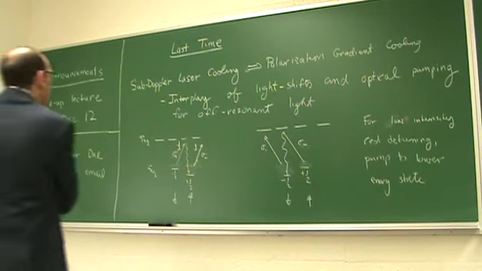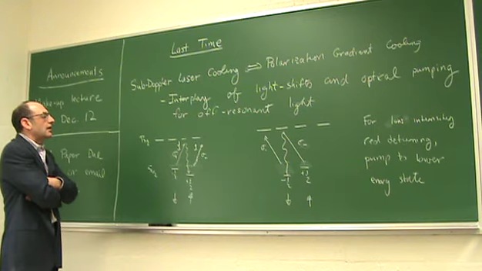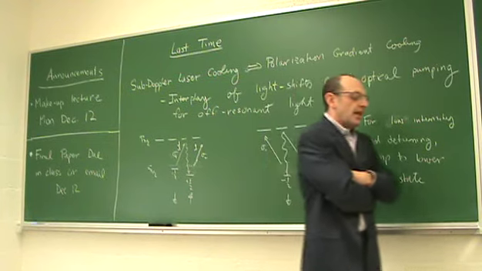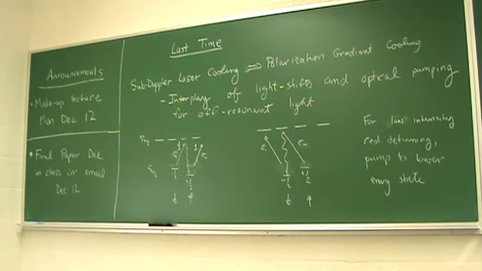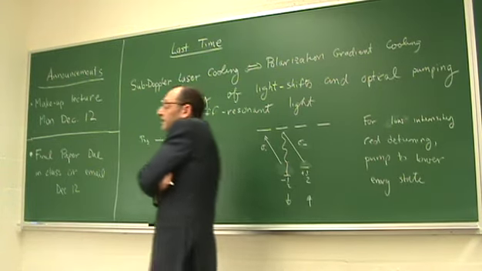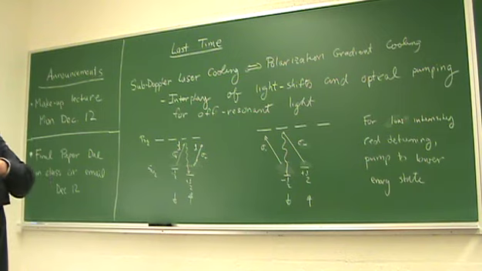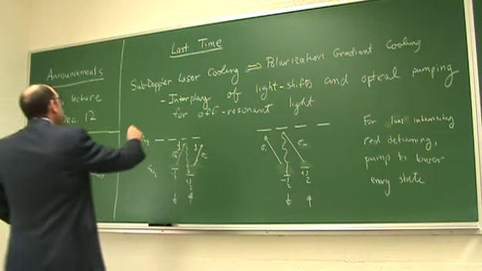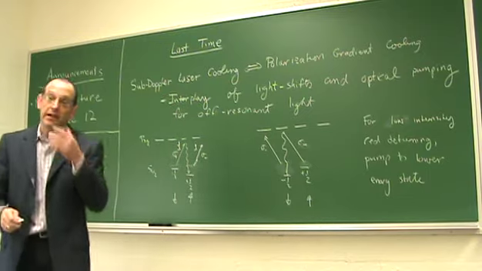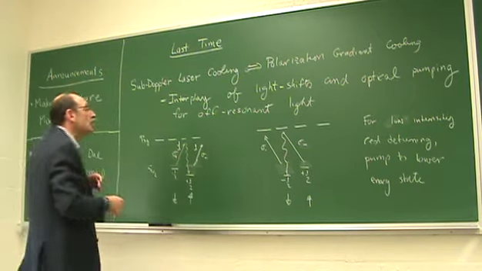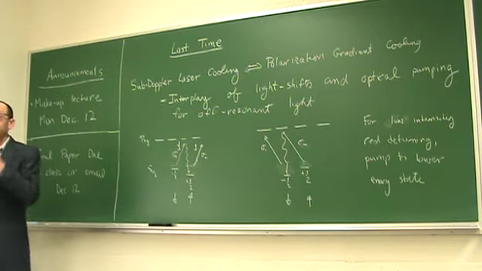All right. So let's see. Last time we talked about sub-Doppler laser cooling and the mechanism associated with that, which is sometimes also called polarization gradient cooling. They're one and the same. And the effect is due to an interplay between light shifts and optical pumping when the light is fluorescing.